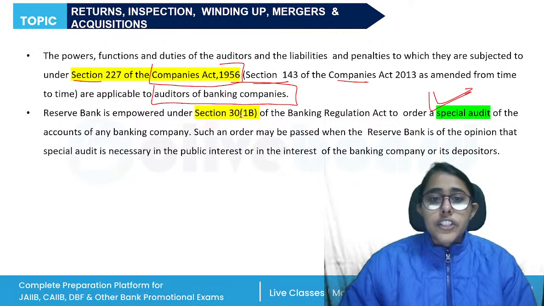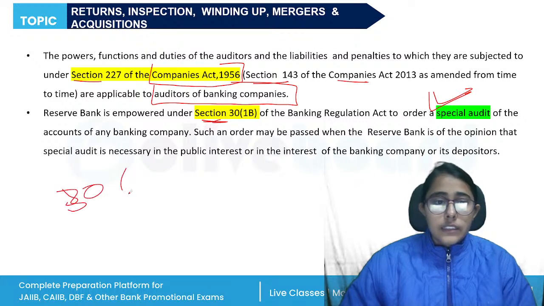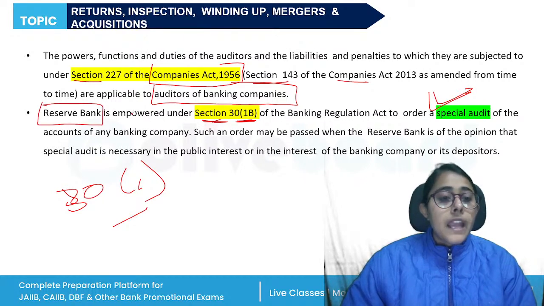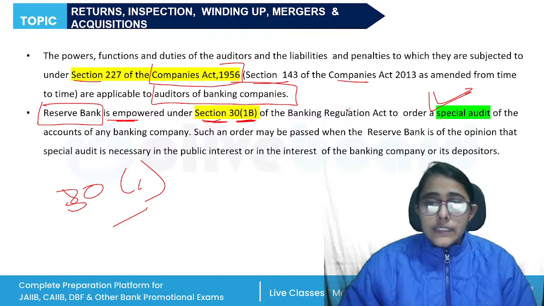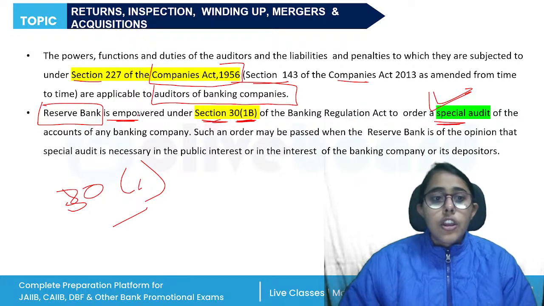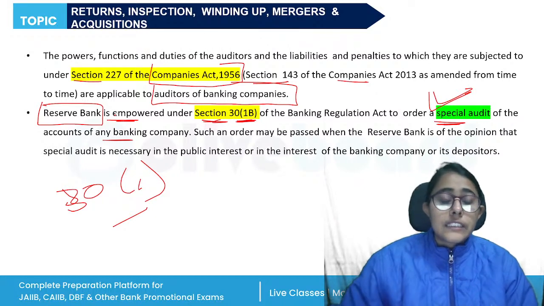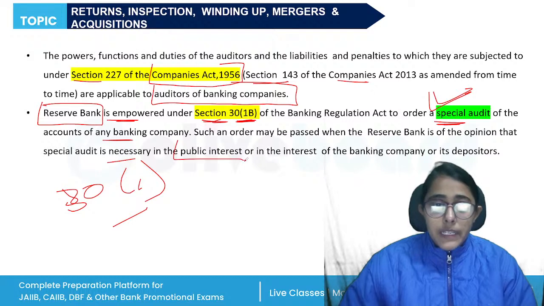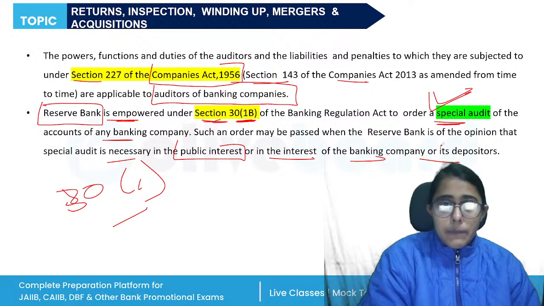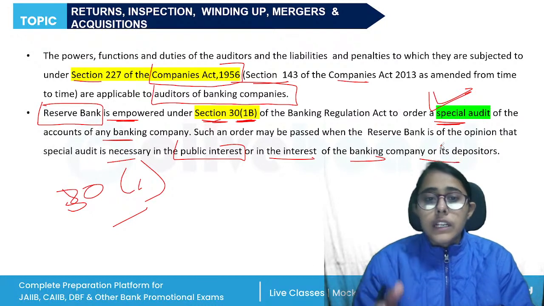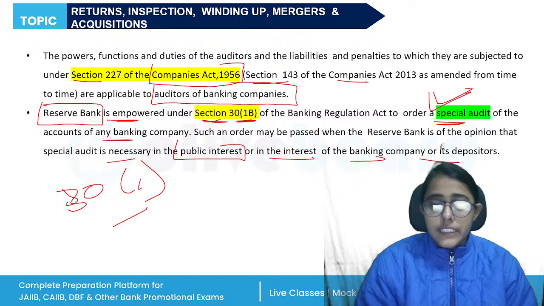This is given under Section 31B of the Banking Regulation Act. Section 30 talks about the audit, right? Then Section 30 subsection 1B talks about the power which is given to the Reserve Bank of India. RBI is empowered under this section to order a special audit of the accounts of any banking company, when the central bank is of the opinion that a special audit is necessary in the public interest or in the interest of the banking company or its depositors. It is binding on the banking company; if RBI says that we need to conduct this audit, the banks cannot reject it, right?